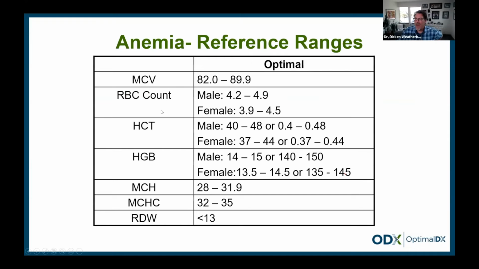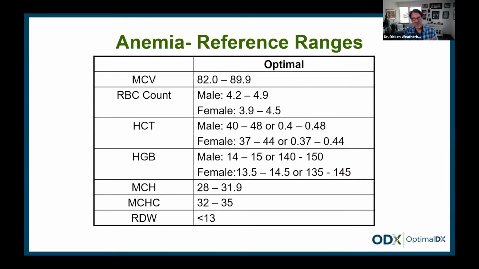So we're going to look here at our red blood cell indices. Now, this is going to tell us whether or not an anemia is present. And then, of course, we need to find out what kind of anemia. So we'll start out here with the MCV. I like to see it between 82 and 89.9. This is a measure of the volume in cubic microns of an average single red blood cell. So this is an indication of whether the red blood cells are large or small.